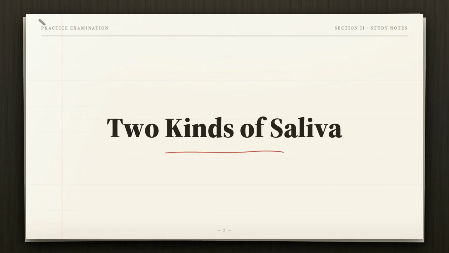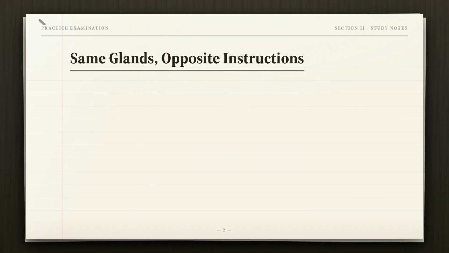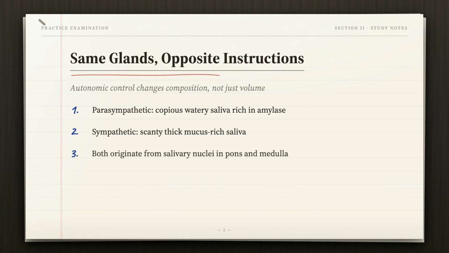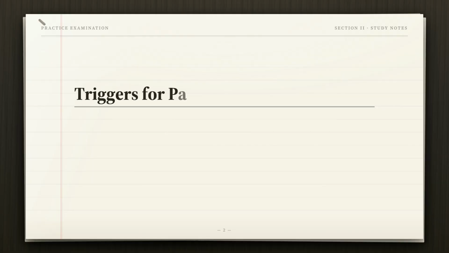Dry mouth before a presentation doesn't mean your salivary glands shut down. They're still working, just under different instructions, producing a different kind of fluid entirely. Control starts in salivary nuclei in the pons and medulla. Parasympathetic fibers drive abundant watery saliva packed with amylase for digestion, while sympathetic fibers cut volume and shift the fluid toward thick mucus, appropriate when the body has more urgent priorities.